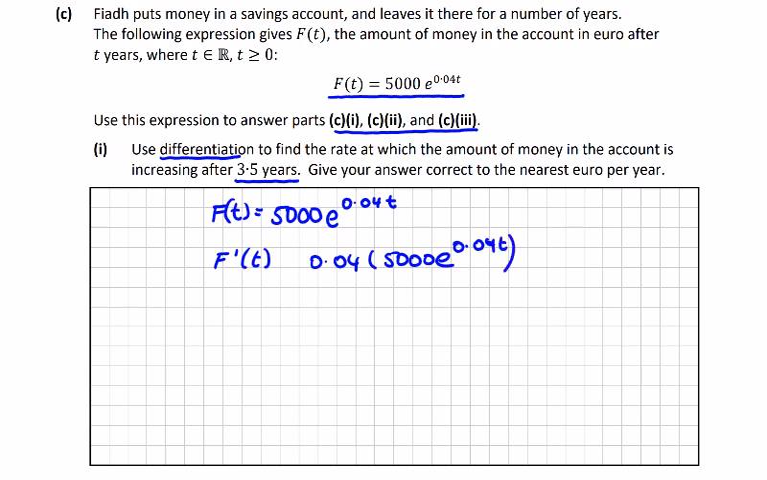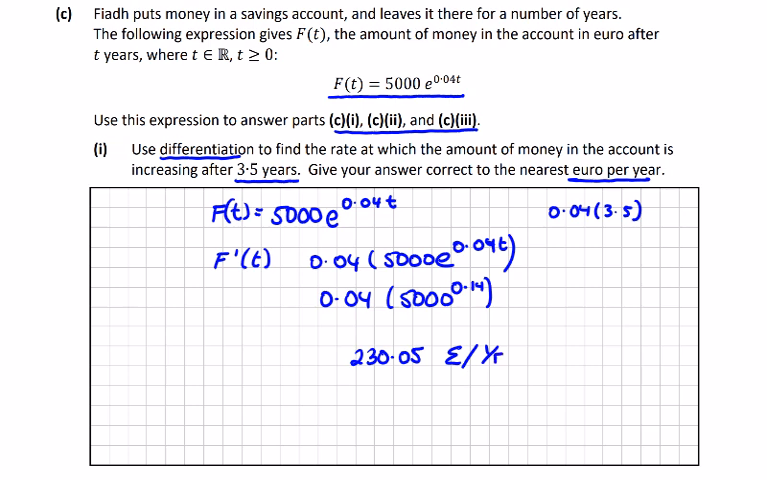And if we sub in t, 3.5, we're going to get 0.04 times 5,000 e to the power of 0.04 by 3.5. 3 fours are 12 and 2 is 14, so 0.14. And if we type this into a calculator, we get 230.05. And that's in euros per year. And we're asked correct to the nearest euro, so 230 euros a year for the rate of change.